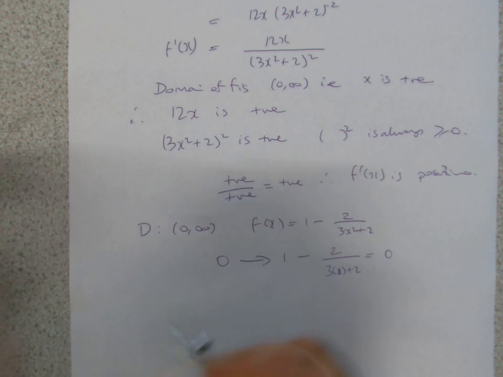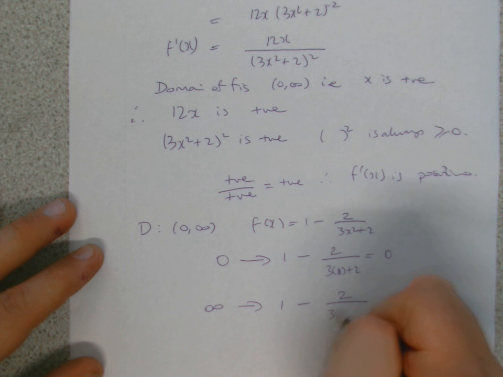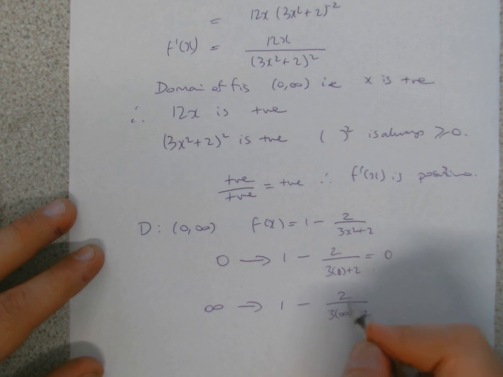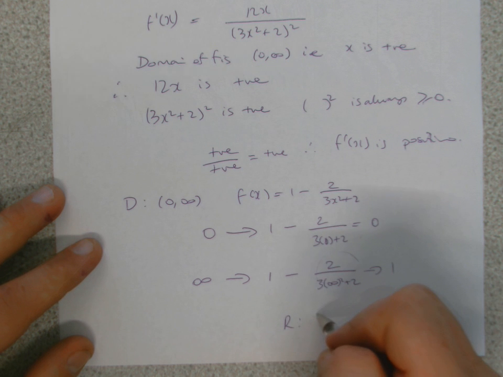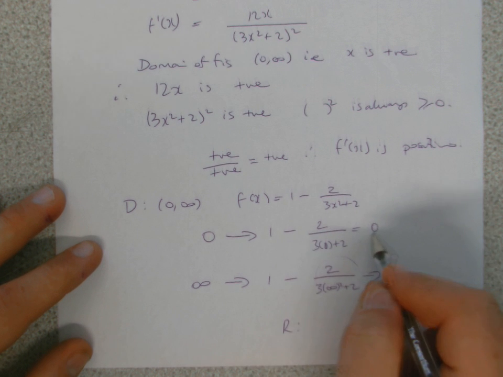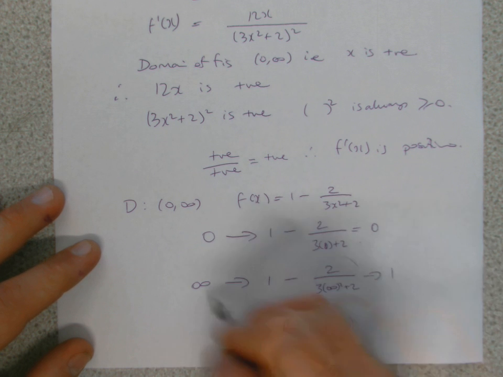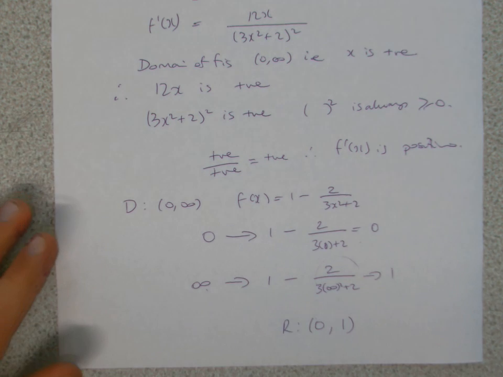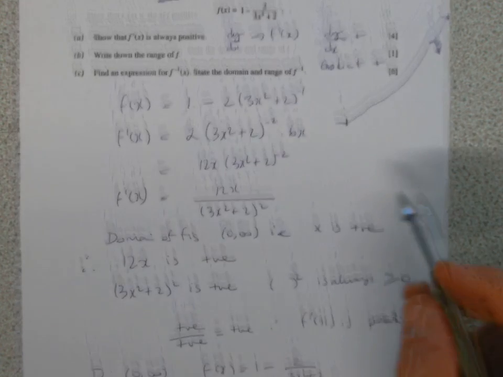And if we put infinity in, 1 take away 2 over 3 times infinity squared plus 2. Now you divide by a massive number, this is going to go to 0, isn't it? So that's going to end up going to 1. So your range would then be 0, which is 0 included? No, it's not. And 1 certainly isn't included, because that's from the infinity, as x goes to infinity. So there is your range. So you might have a graph something like that.